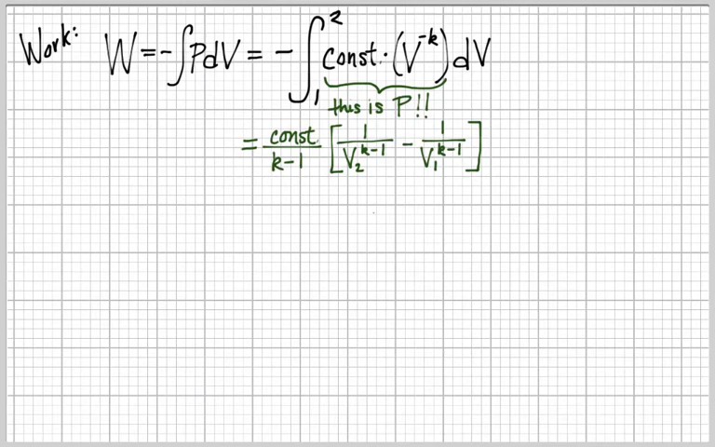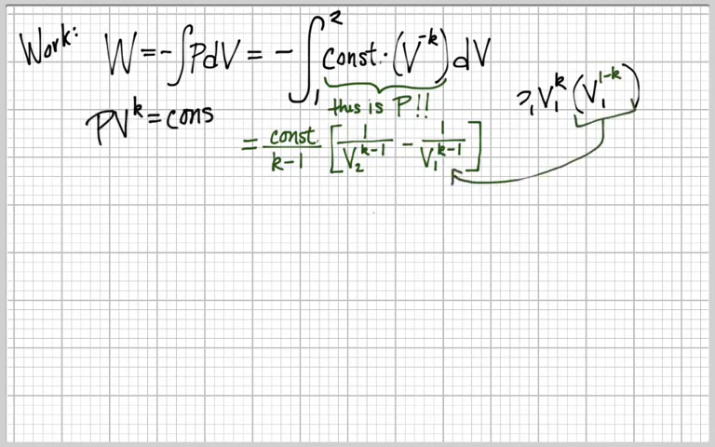But then I can go further and say that that integral can be evaluated as a constant over k minus 1 times the differences in the inverse k. Oops, and that should be a p right there. So p1 v1 to the k times v1 to the 1 minus k. It's just showing you how we're manipulating the equations to get the values that we were looking for in the first place.